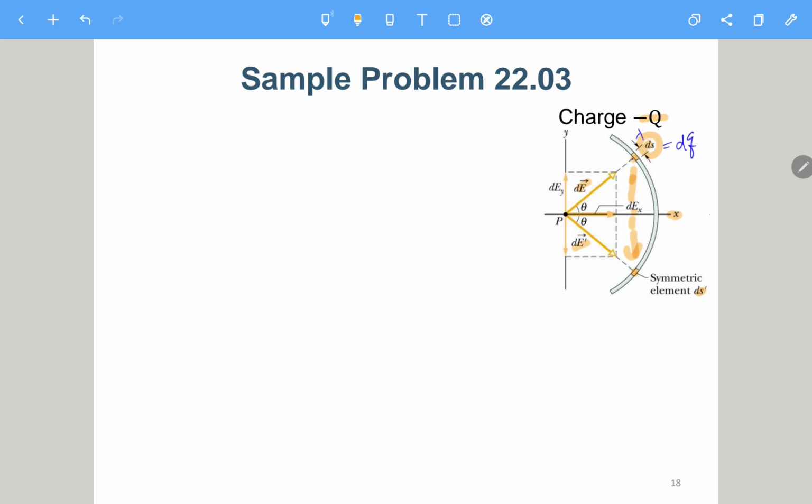Of course, they point in different directions, but as ds and ds prime are symmetrical about the x-axis, the y-axis components of these two things will perfectly cancel each other. So we only need to consider the x-axis component, dEx.